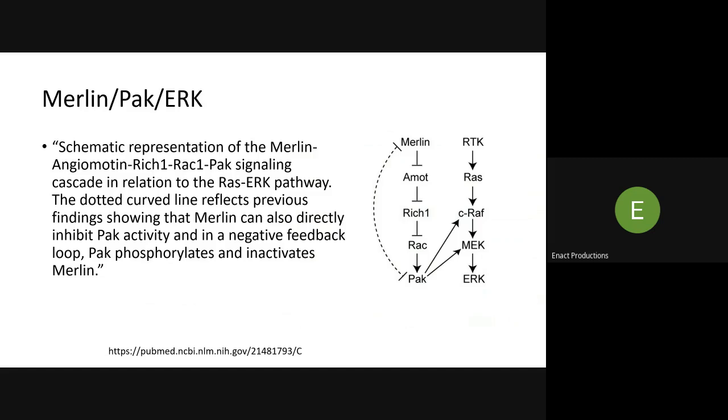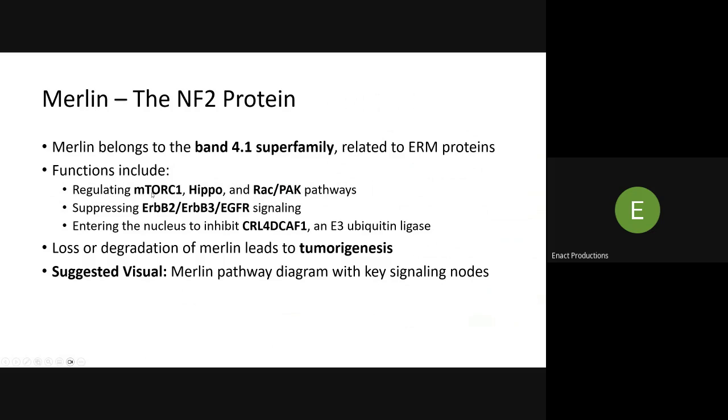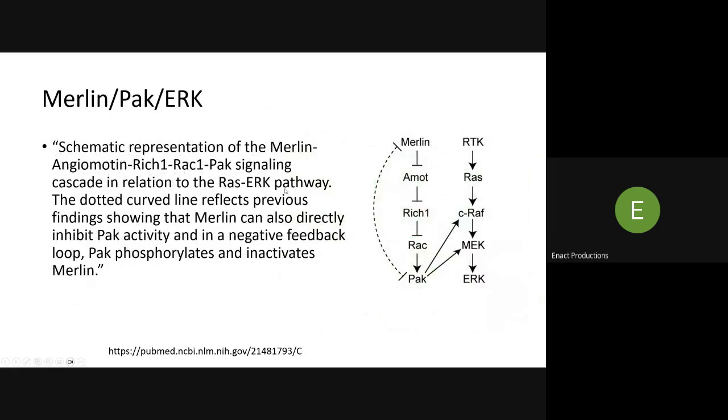And let me go back. We talked about the mTOR pathway, the Hippo pathway. We're over here on this third one, RAC-PAK, because it proves the point well. It shows you why it is a tumor suppressor. So it's a schematic representation of the Merlin-angiomotin-RICH1-RAC1-PAK signaling cascade, and how that relates to the RAS-ERK pathway.